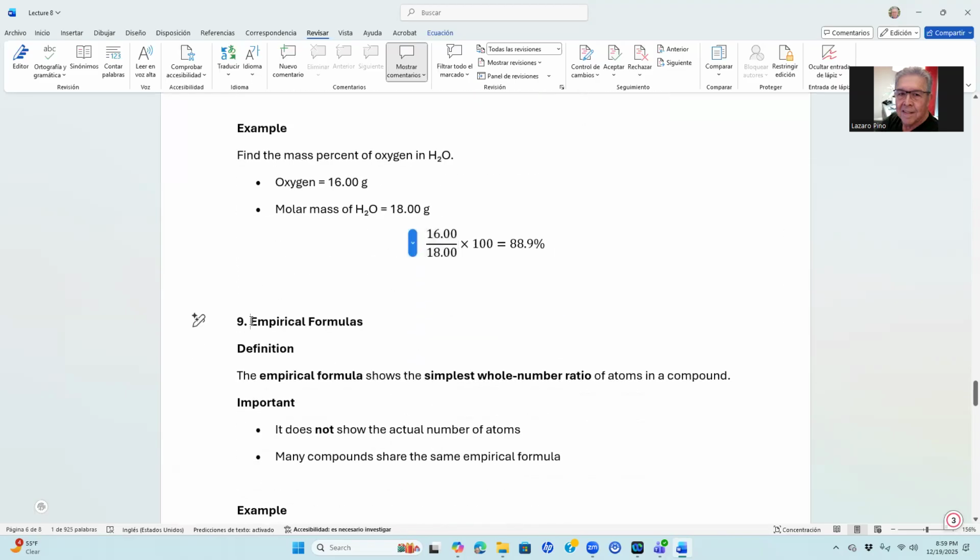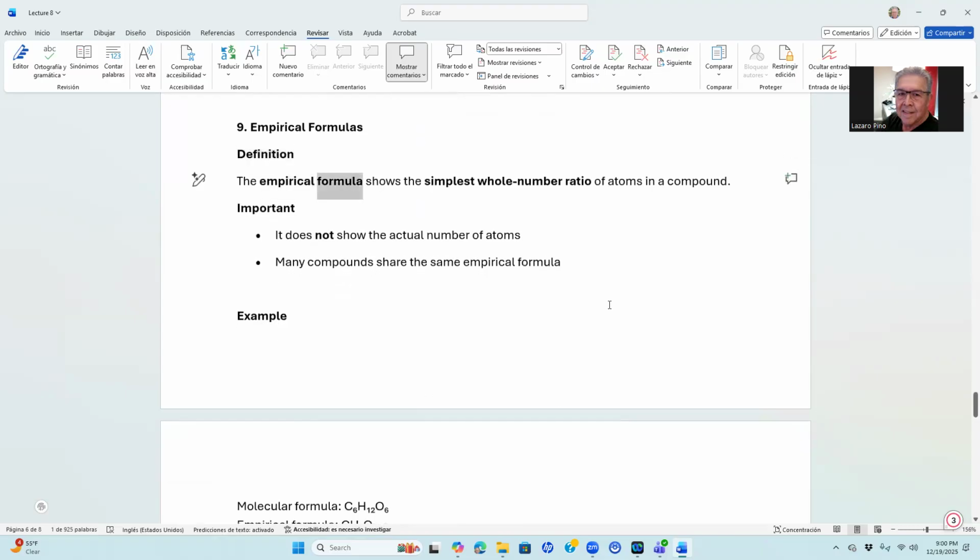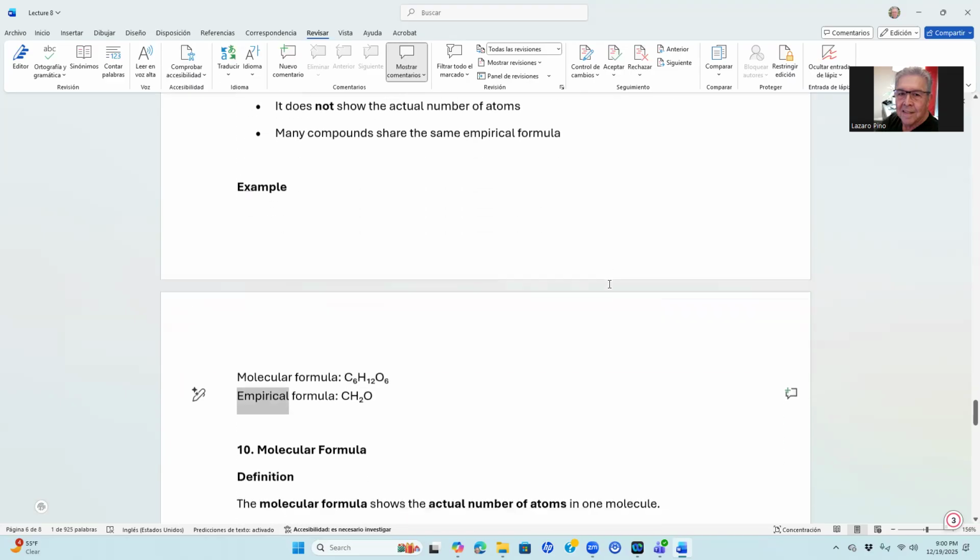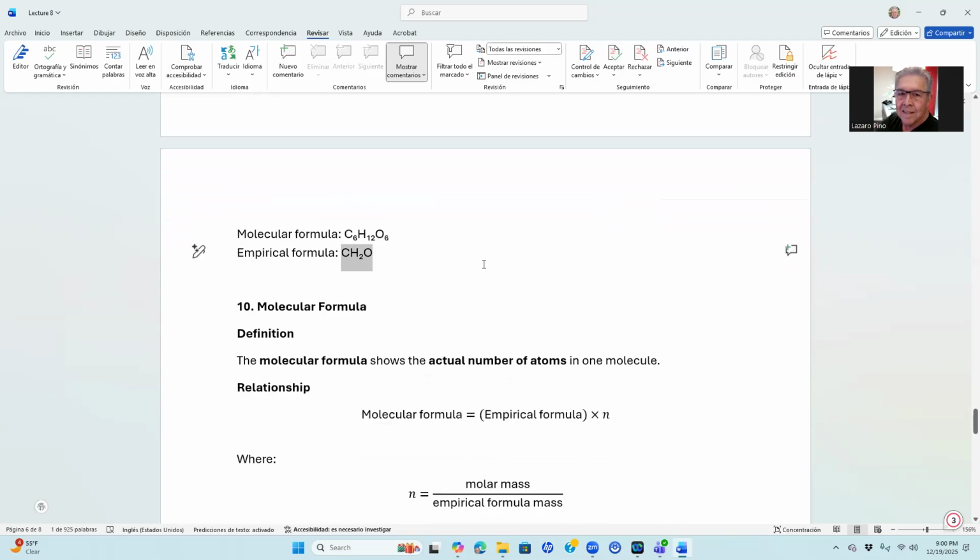Let's see what the empirical formula is. Empirical formulas. Definition: the empirical formula shows the simplest whole number ratio of atoms in a compound. Important: it does not show the actual number of atoms. Many compounds share the same empirical formula. Example: molecular formula C6H12O6, empirical formula CH2O.